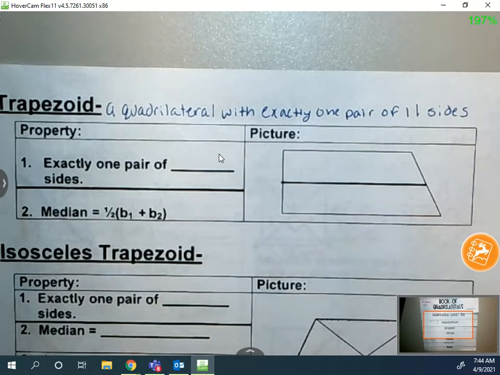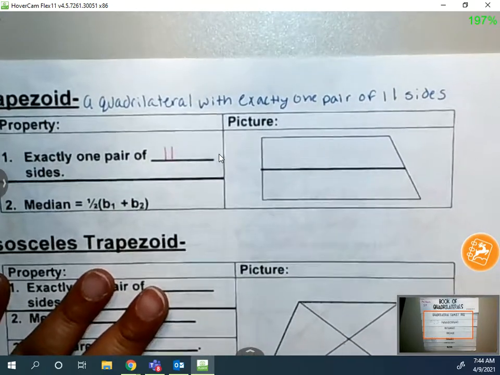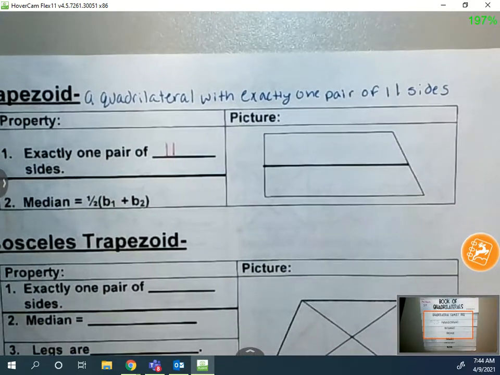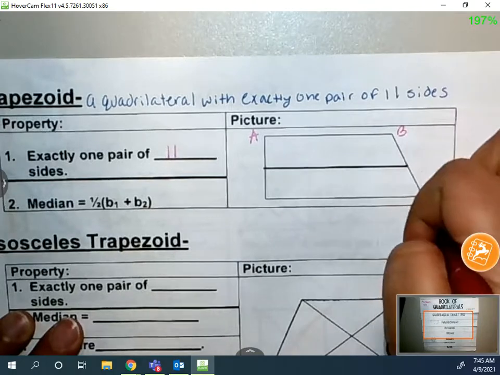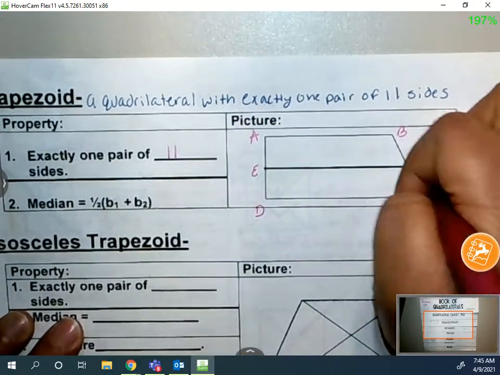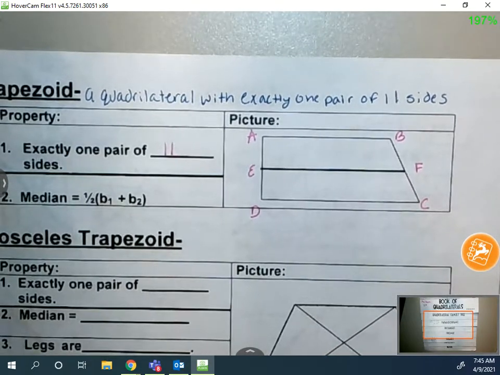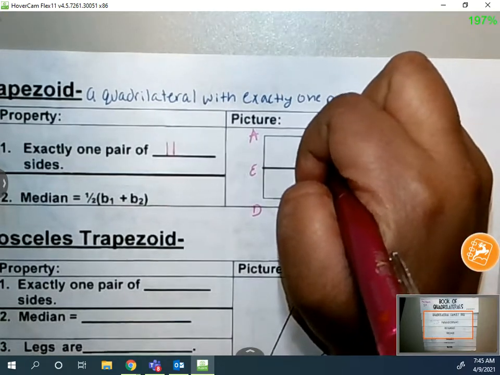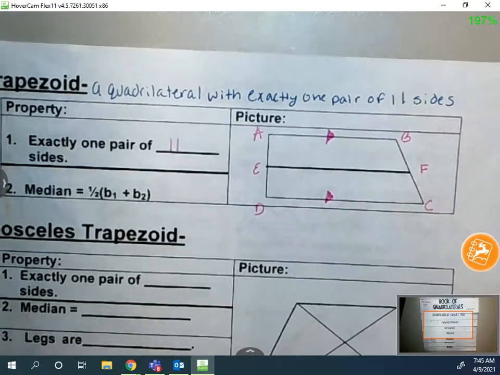So number one will be that it has exactly one pair of parallel sides. To show that, we're going to put our little triangles or arrows. I'm going to label my trapezoid A, B, C, D, and then these points over here, E and F. What are the two sides that are parallel? AB and DC are parallel sides.